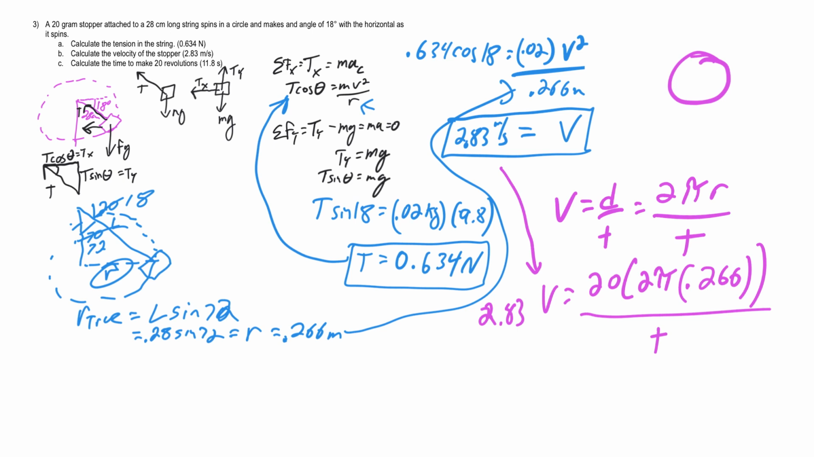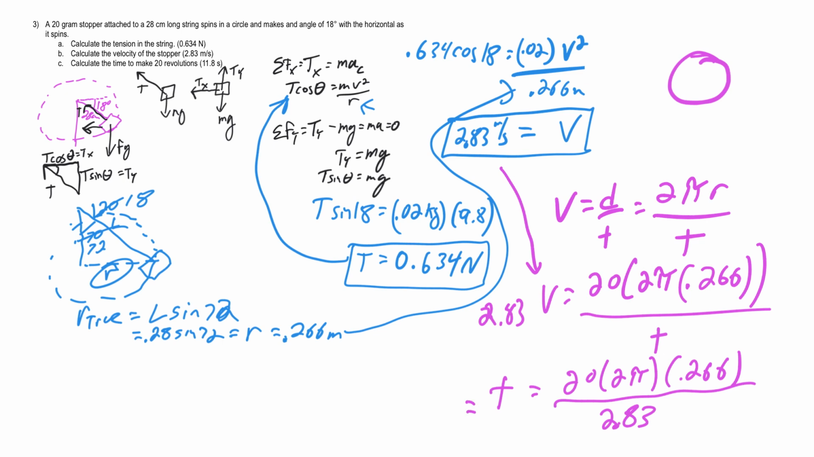All right, do some math. Okay, t equals that big mess. All right, maybe I'll do the algebra this time. 2 pi times 0.266 divided by 2.83. Solve for time, and we get about 11.8 seconds. Okay, all right, let's move on to the next one.